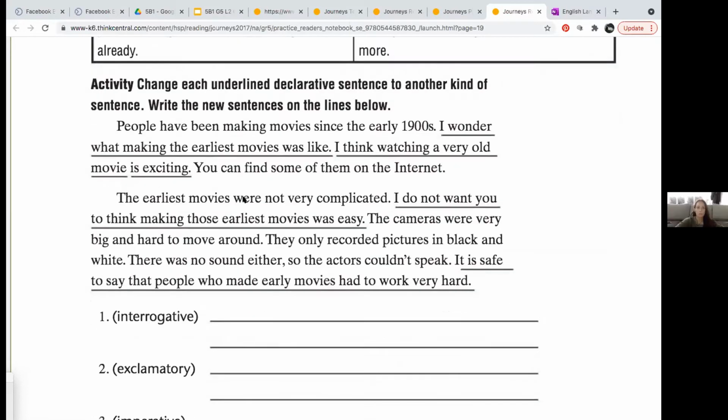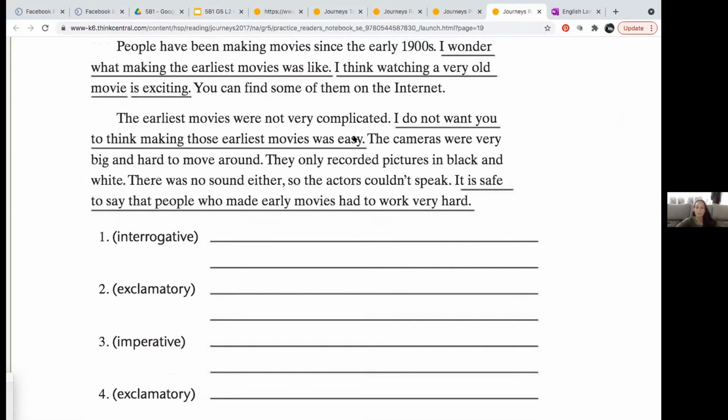we are going to change each underlined declarative sentence to another kind of sentence. Write the new sentences on the lines below. So I'm going to say, who can read the whole text for us without changing anything? Sky, can you read the paragraphs without changing anything?